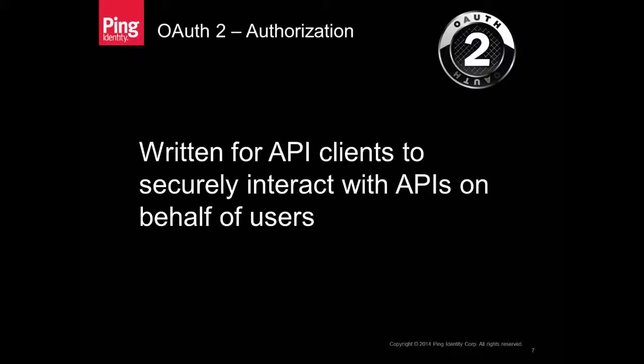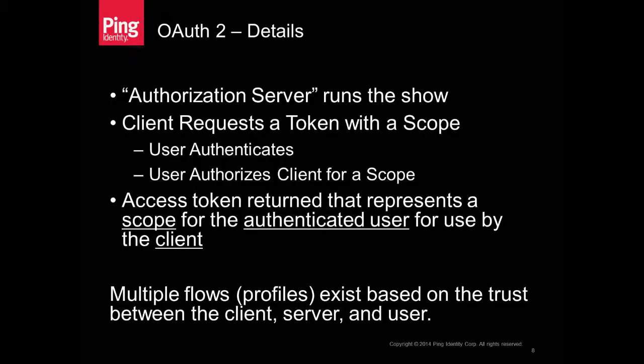Now talking about OAuth, like we said, it's really written for API clients to securely interact with APIs on behalf of users. That's where that delegated authorization comes in, is you have an API client acting on behalf of a user. From our perspective, the authorization server runs the show. It's responsible for authenticating a user and then ultimately issuing a token, an OAuth access token, with a specific scope.